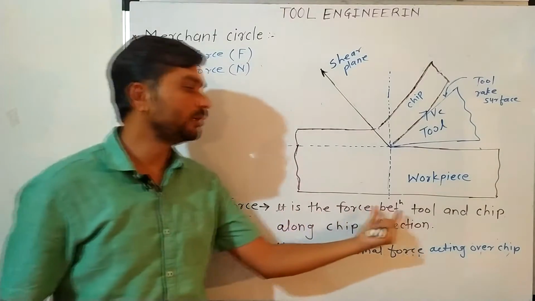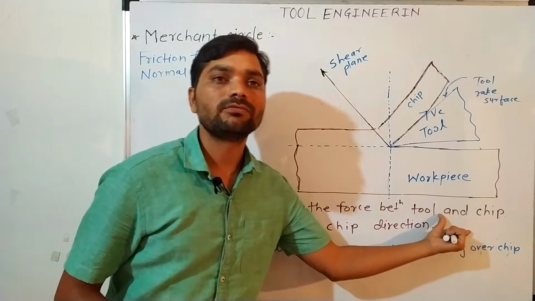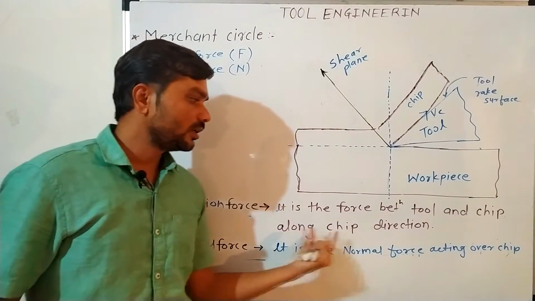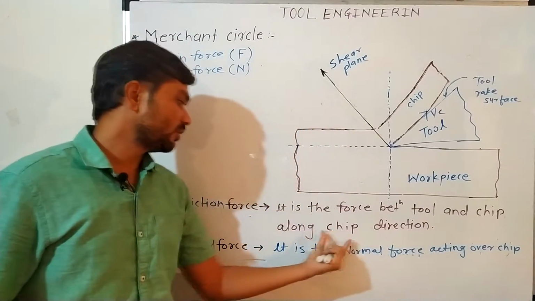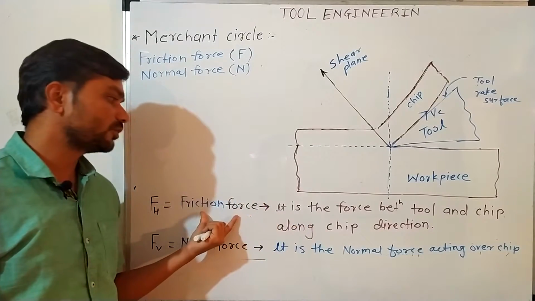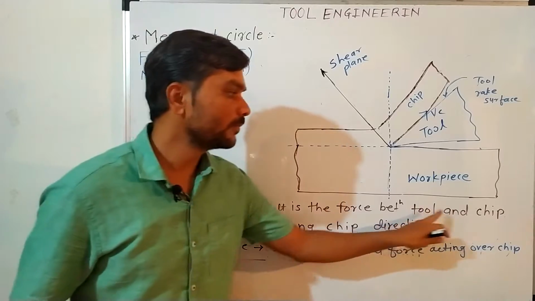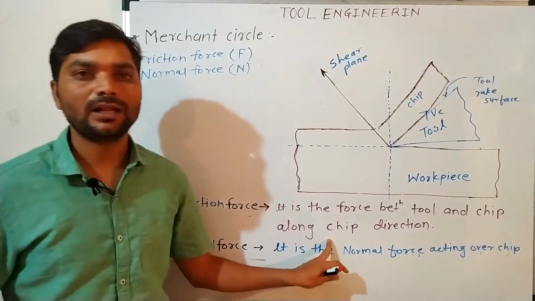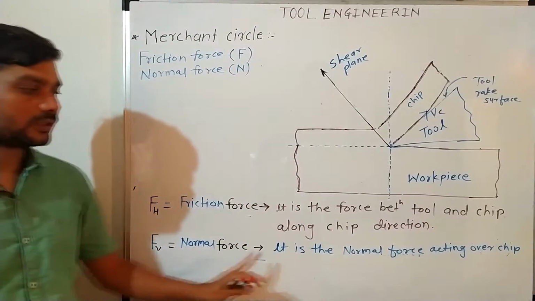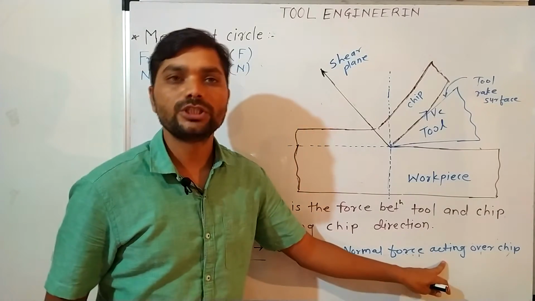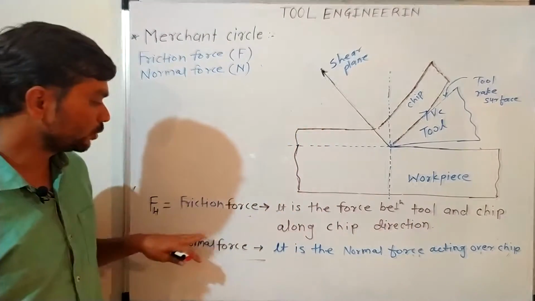It is the force between the tool and the chip in the chip direction. Along the chip direction we get the friction force. In simple language, it is the force between the tool and the chip along the chip direction. And the second force is normal force. It is the normal force acting over the chip. So these are the two forces.